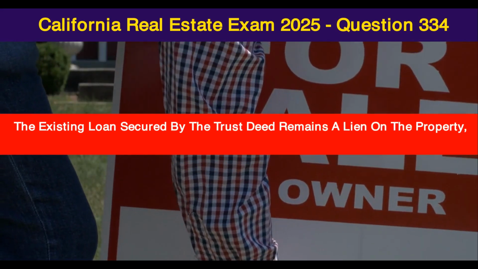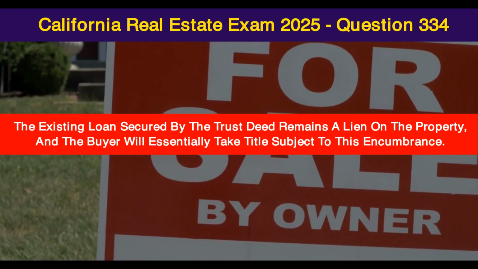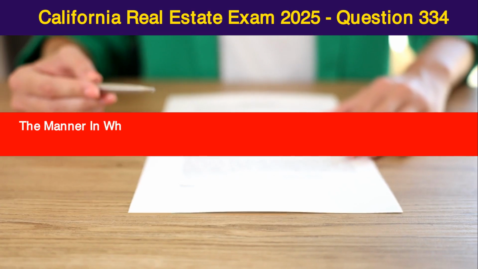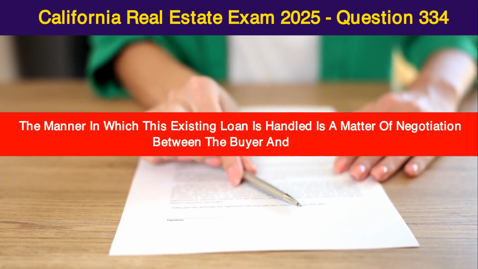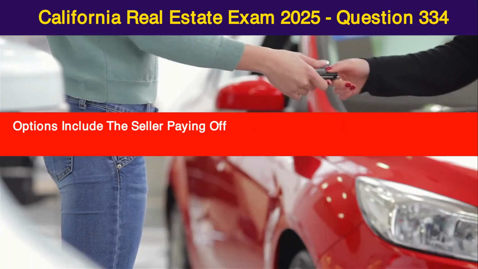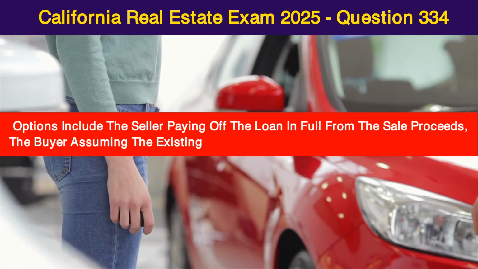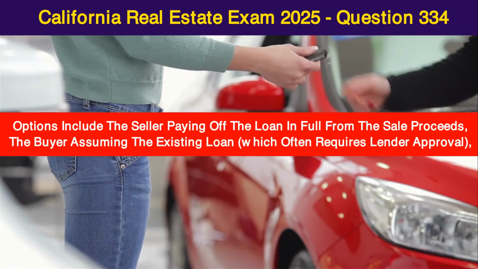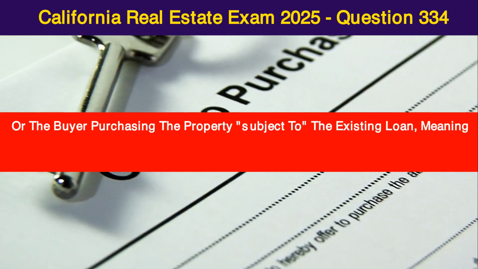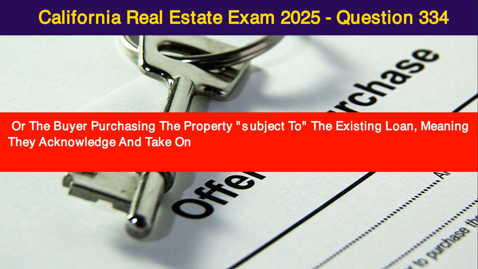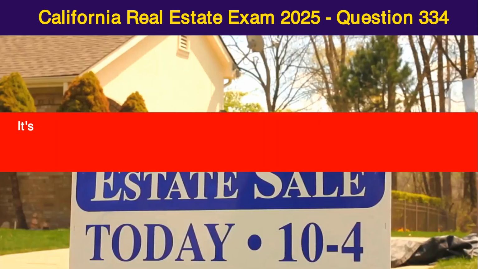The existing loan secured by the trust deed remains a lien on the property, and the buyer will essentially take title subject to this encumbrance. The manner in which this existing loan is handled is a matter of negotiation between the buyer and seller. Options include the seller paying off the loan in full from the sale proceeds, the buyer assuming the existing loan, which often requires lender approval, or the buyer purchasing the property subject to the existing loan, meaning they acknowledge and take on the responsibility of the debt without formally assuming it.